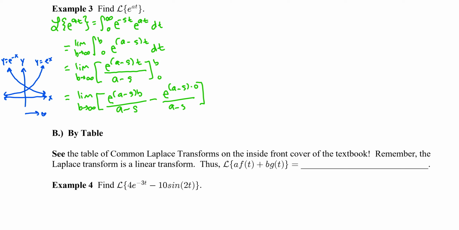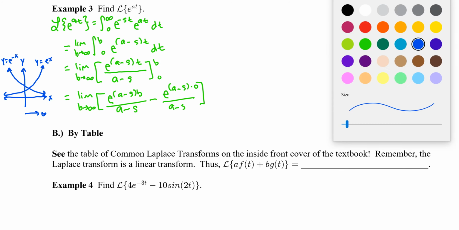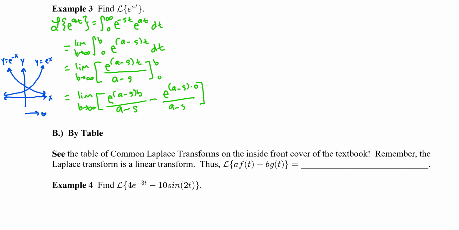Now, if this is positive, this guy's going to approach infinity, and that means the integral is going to diverge. So the only way for this integral to have a value or to converge to a function of s is for this to be negative. So let's go ahead and impose that assumption. Let's suppose that a minus s is less than 0. I'm going to write that down here. Let's assume a minus s is less than 0. We could solve that for s, and we would discover that means s has to be bigger than a.